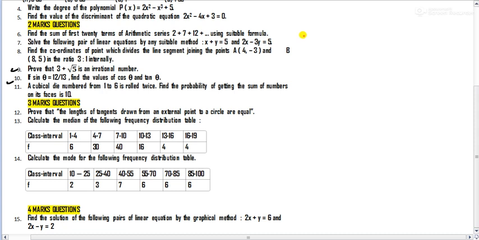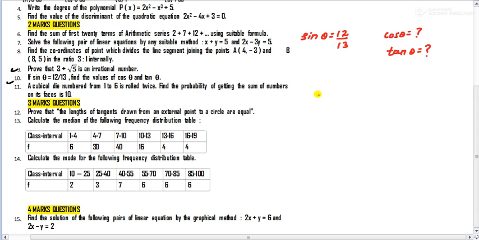Question number 10 says, if sine theta is equal to 12 by 13, find the value of cos theta and tan theta. Okay, this is the question. Even this is for 2 marks, so it's very easy.